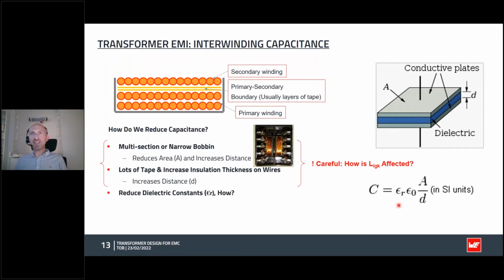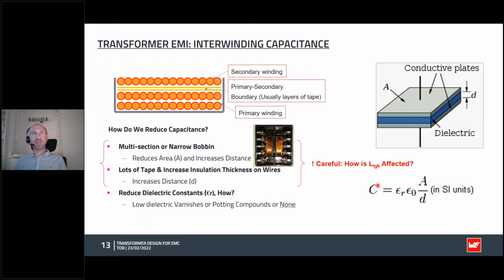The final parameter is this epsilon R. We can also reduce this by using very low dielectric varnishes, or in the case of potted transformers where we use potting compounds, or even better, to actually have no varnish or potting compound, and then we get our epsilon R down to 1, which is as low as it can go.